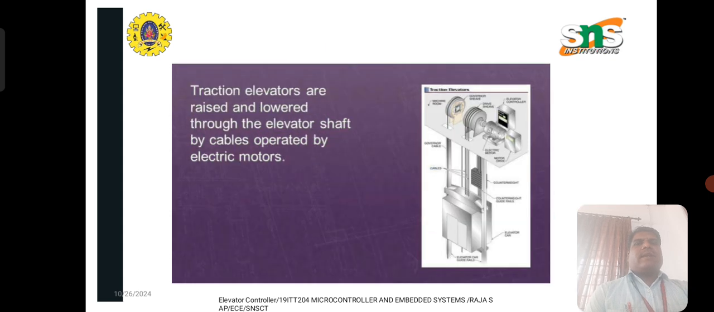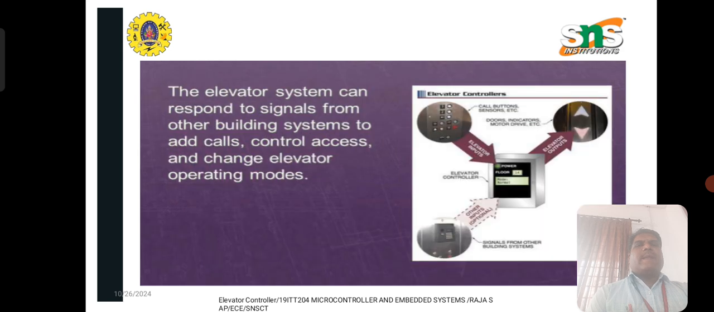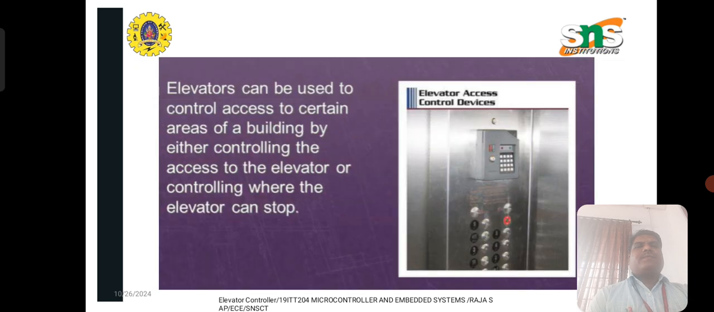So this is the working of elevators. When the elevator car is in the correct position, the door opens: the system unlocks and pulls open both the car doors and the elevator shaft doors. The elevator system can respond to signals from other building systems to add calls, control access and change the elevator operating modes. This is the normal operating mode.